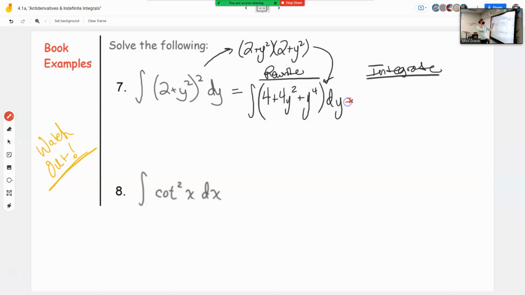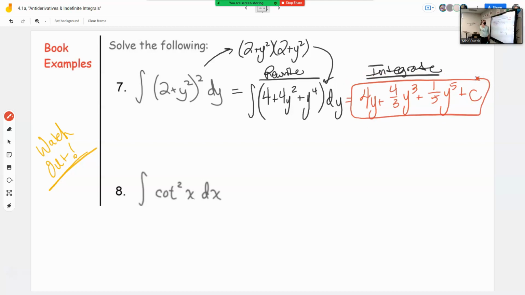Multiply. Look at your indicator. It's not an X. What are my variables, guys? Y. So I'm going to have 4y plus 4/3 y cubed plus, I know I'm doing this one fast, but can you guys double check me and make sure I got them all right? How could you check it? Derive it. Derivative of 4y is 4. Derivative of, bring down the 3, it's gone. 4y squared. Bring down the 5, it's gone. Y to the 4. Woo! Takes time. I'm speedy.